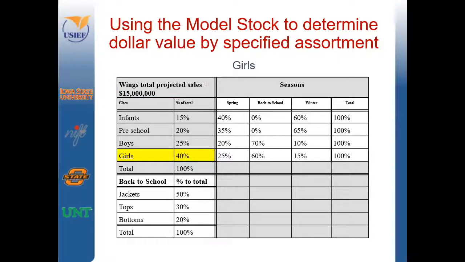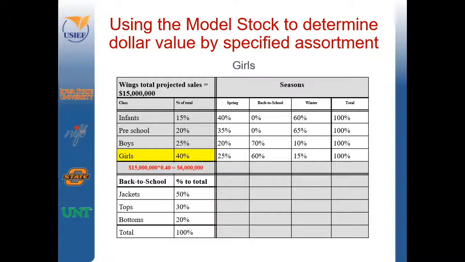Girls represents 40% of the budget. Now, to calculate the dollar value for girls, we would take 15 million multiplied by 40%. We have to convert 40% to a decimal, which would then be 0.40, and we would find that the budget for girls is $6 million. Do you understand how that was calculated? If not, take a moment and figure that out on your calculator.